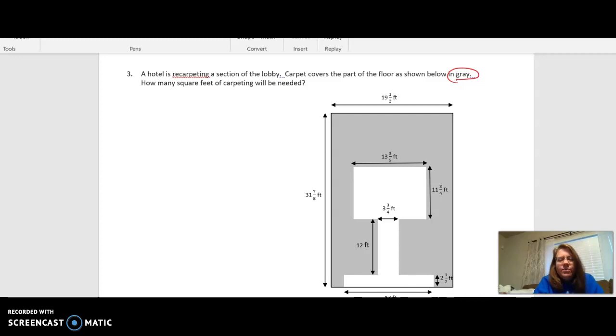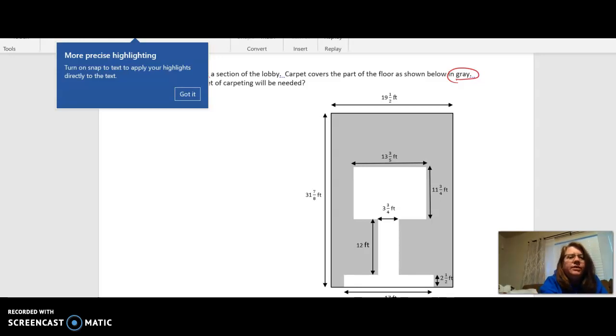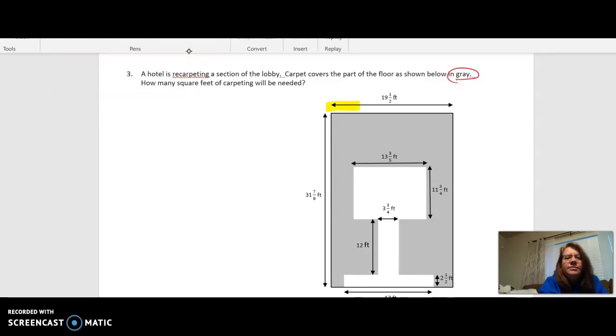Only the gray section needs carpet. So if I think about the whole room, if I was trying to do the whole room and there weren't any white spaces, it would be really easy, right? The whole room is going to be the length times the width of the big rectangle. If I'm talking about the whole thing, all I'd have to do is length times width.